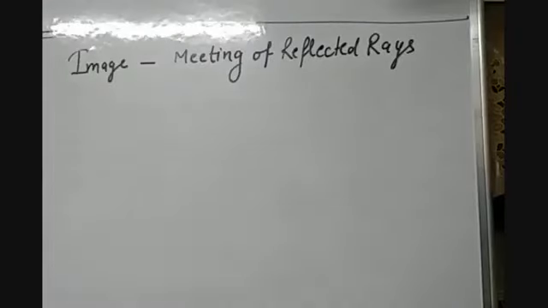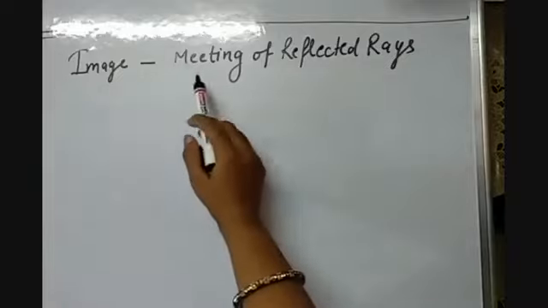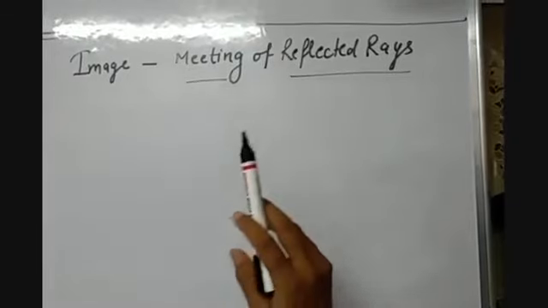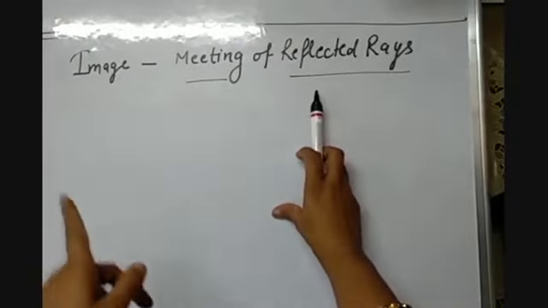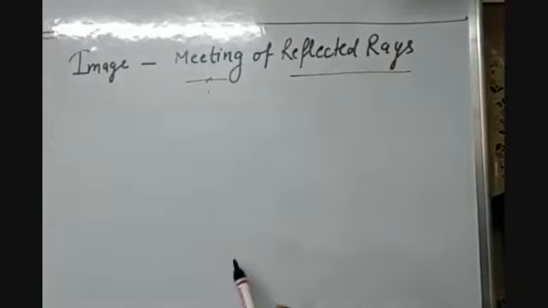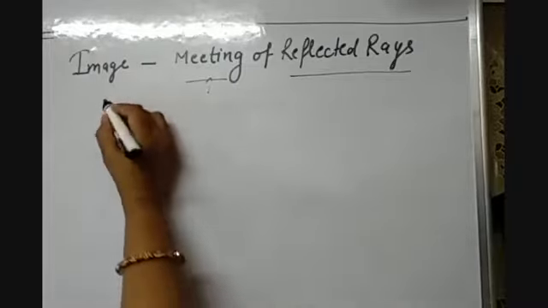So dear students, in the previous lecture we studied that for the formation of an image in case of any type of mirror, the meeting of reflected rays is necessary. For producing the image of a point, at least two reflected rays coming from that point should meet at a point after reflection. Only then will we be able to form the image of that point. So let us first consider the case of a concave mirror.